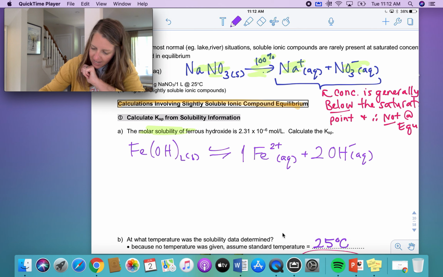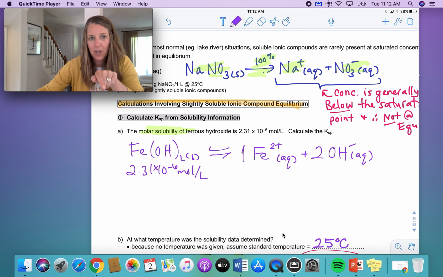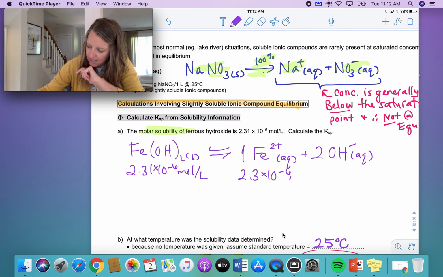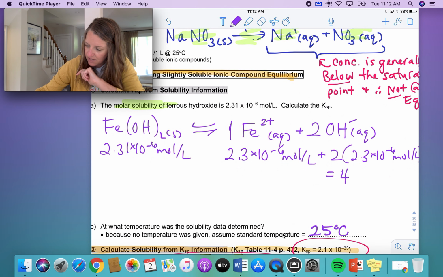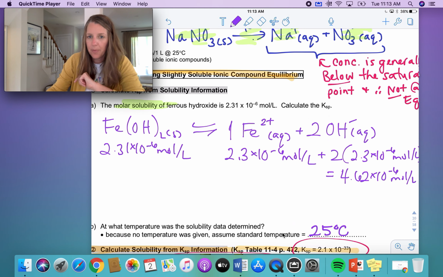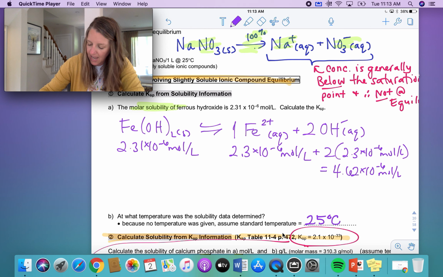So at equilibrium, if this is 2.31 times 10 to the negative 6 moles per liter, for every one of these, I would have one of these. So 2.3 times 10 to the minus 6 moles per liter, and I have 2 times 2.3 times 10 to the minus 6 moles per liter. So the concentration of my hydroxide ions, can you see here, is 4.62 times 10 to the negative 6 moles per liter.